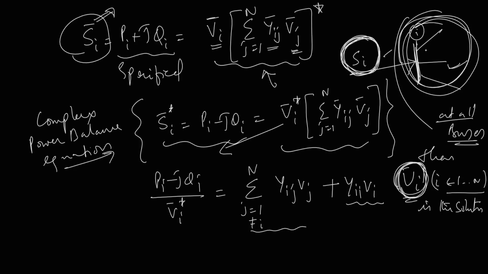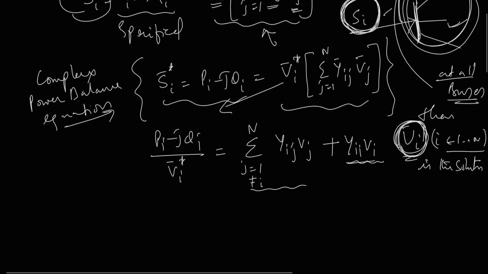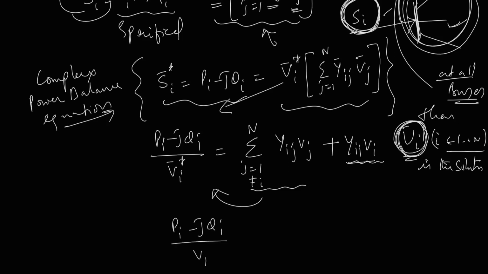Earlier the summation is 1 to n, but I am now excluding this ith term from this summation. Now I rewrite once again. I bring this term onto this side. So Pi minus jQi by Vi conjugate minus summation j equals 1 to n, j not equal to i, Yij Vj equals Yii Vi, all are phasors.